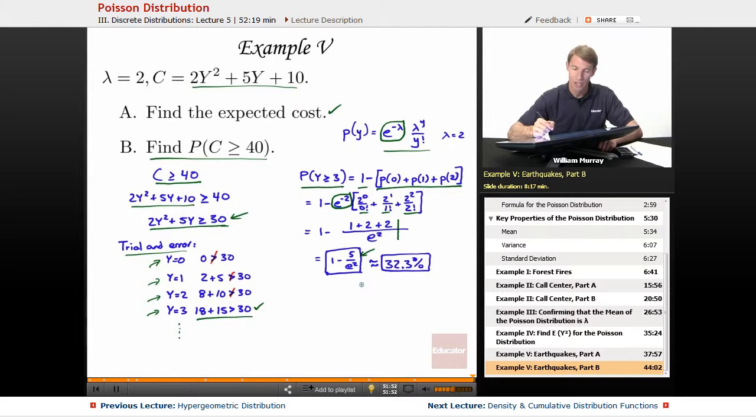So that wraps up our lecture here on the Poisson distribution, and that also wraps up our chapter on discrete probability distributions. The next chapter is on continuous probability distributions, so we'll be talking about integrals instead of summations. That'll be a lot of fun. I hope you'll stick around for that.